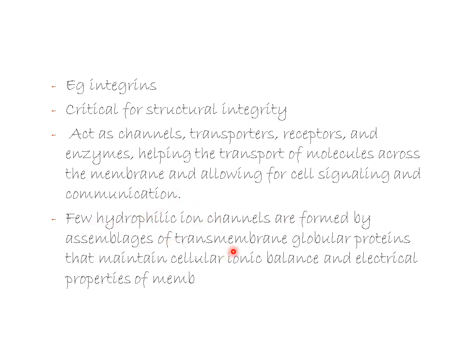Moreover, a few hydrophilic ion channels are formed by the assemblage of these transmembrane proteins. So these ion channels will be formed. Also, the cellular ionic balance and electrical properties of the membrane are maintained by these integral proteins. So the important functions are structural integrity; they act as channels, transporters, receptors; they provide ion channels; they maintain cellular ionic balance and also the electrical properties of the membrane.